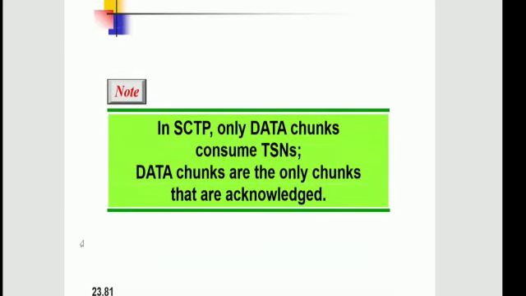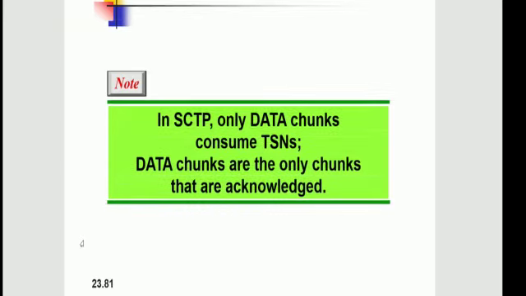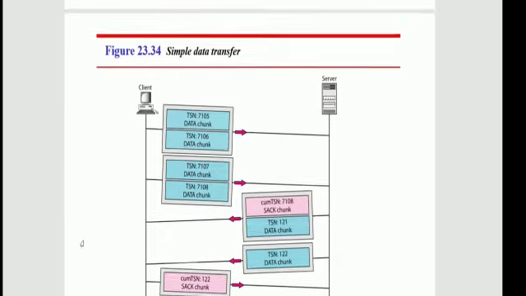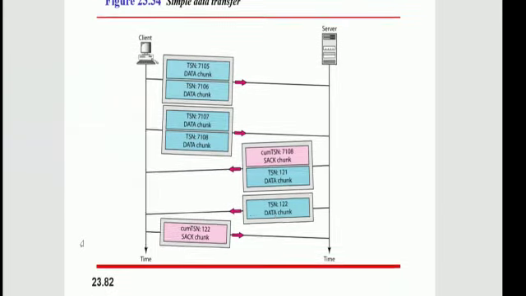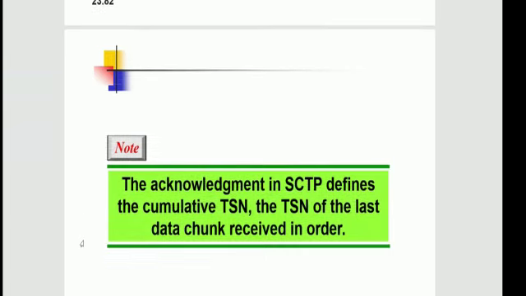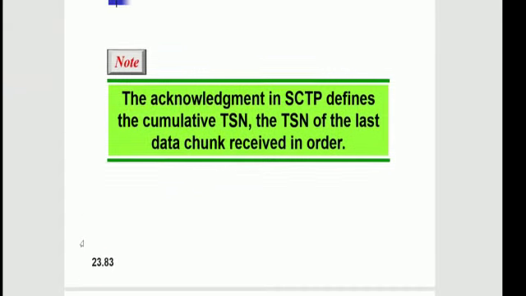Our next slide tells us, in SCTP only data chunks consume TSNs, and data chunks are the only chunks that are acknowledged. This is how simple data transfer is achieved between the client as well as the server. The next slide says that the acknowledgement in SCTP defines the cumulative TSN, the TSN of the last data chunk received in order.